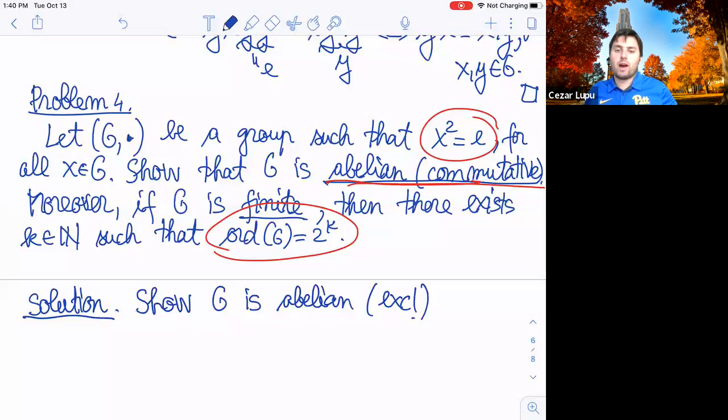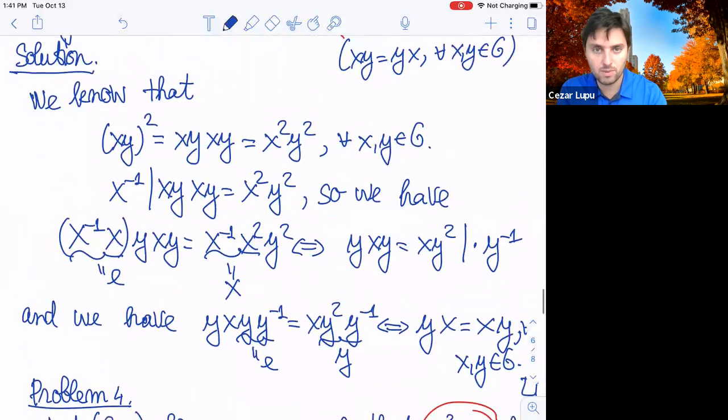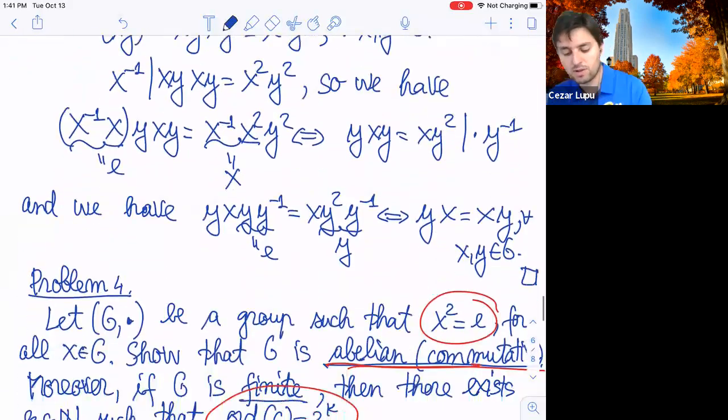And now, since x squared is the identity, you know that xy, everything squared, is the identity. And now you can operate this. You write xy, everything squared, as xy xy, and now you can multiply by x inverse to the left, then by y inverse to the right, and then you'll derive the commutativity. You'll derive that xy is the same as yx. It's the same thing as you have seen in the previous exercise. So I'll leave it to you as an exercise.